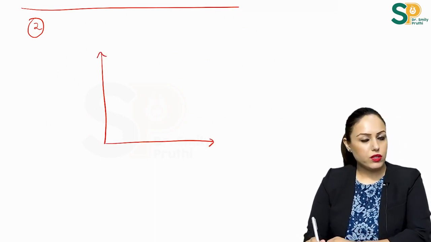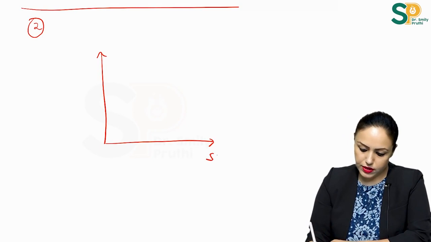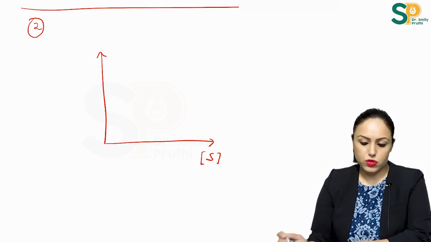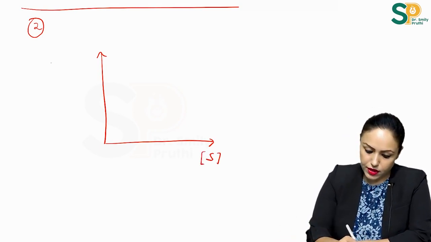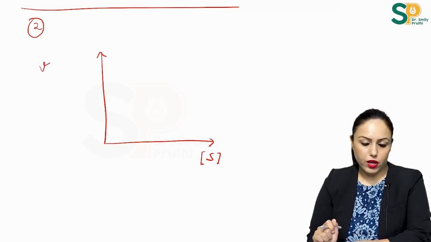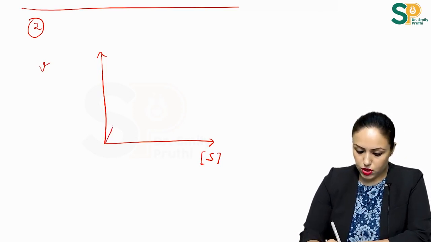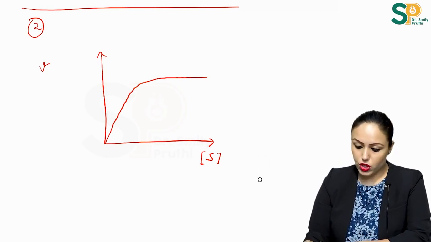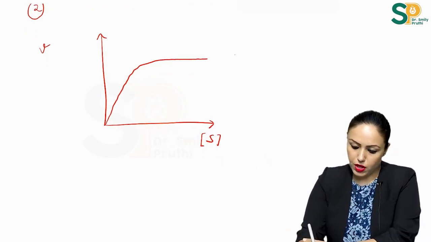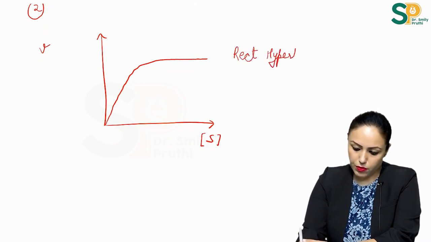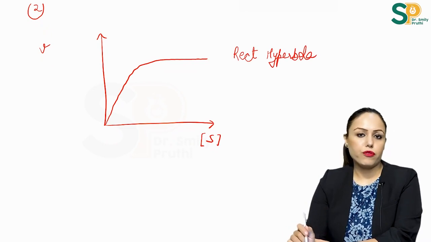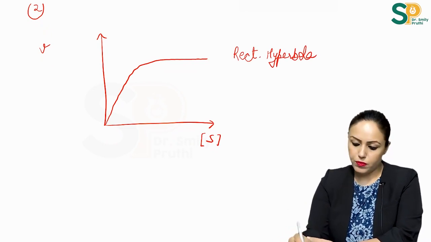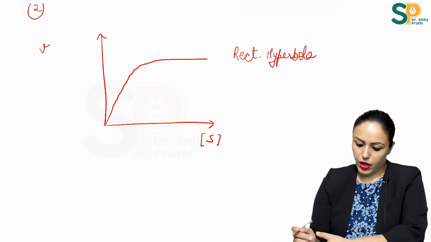What will I take on the x-axis? On the x-axis I will take substrate concentration. On the y-axis I will take velocity of reaction. So this graph is like this. What is the shape of this graph? The shape is a rectangular hyperbola graph. What is the meaning of rectangular hyperbola?